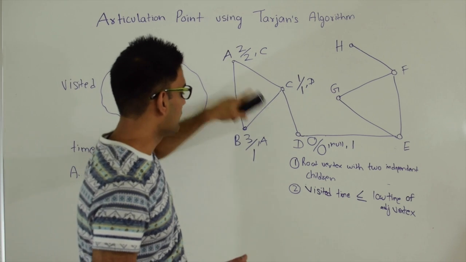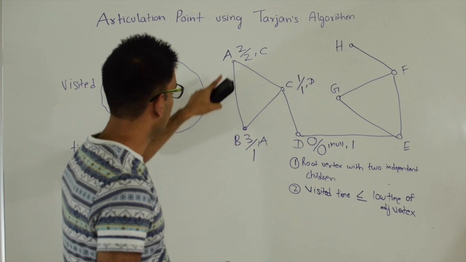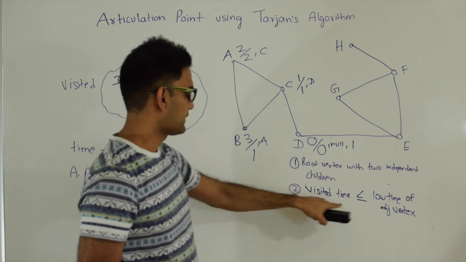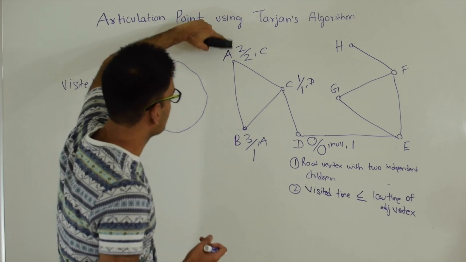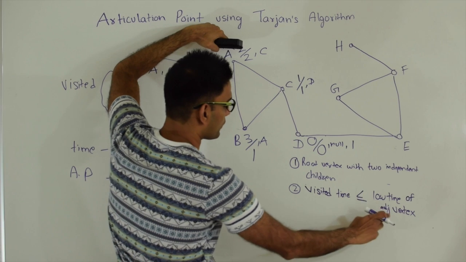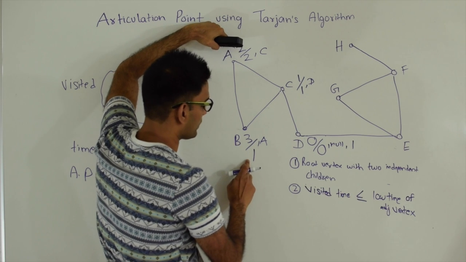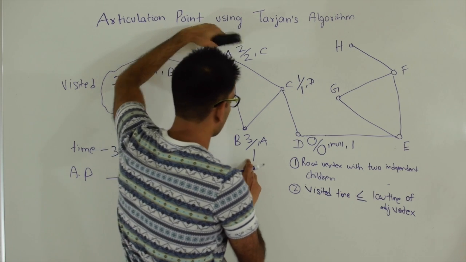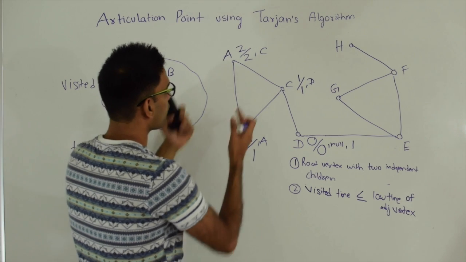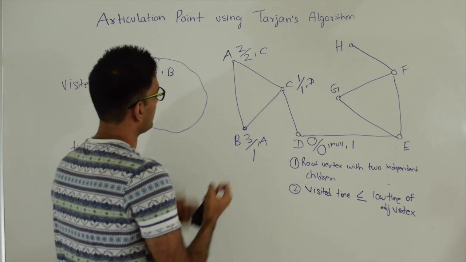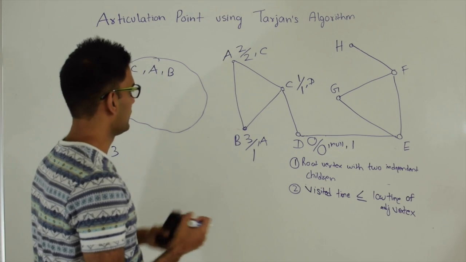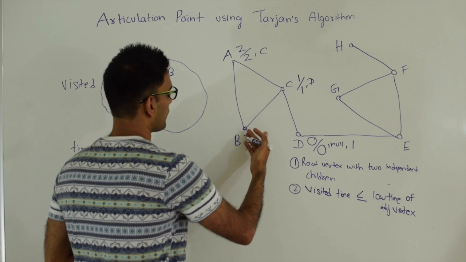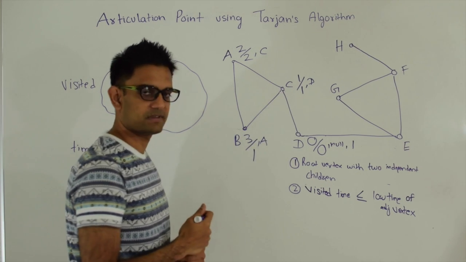For A, it's clearly not the root vertex, and the visited time of A, which is 2, is not less than or equal to the low time of its adjacent vertex, which is B, which is 1. So A is also not an articulation point. And the reason for that was because B has this back edge with C.